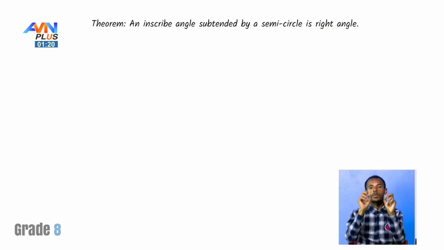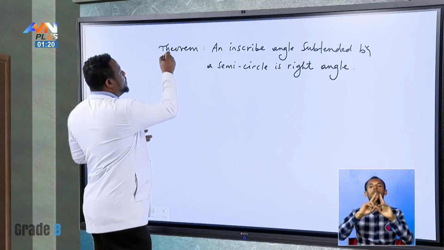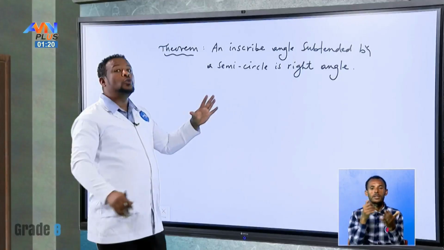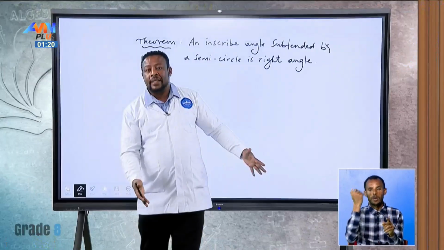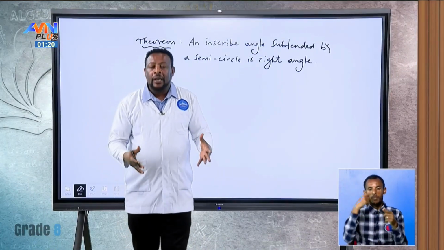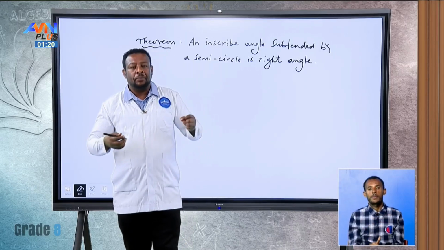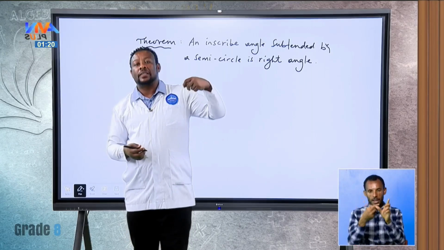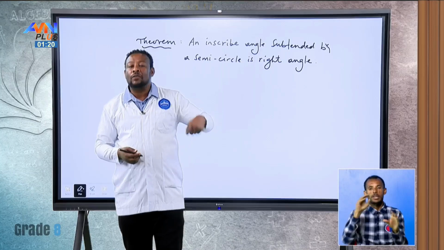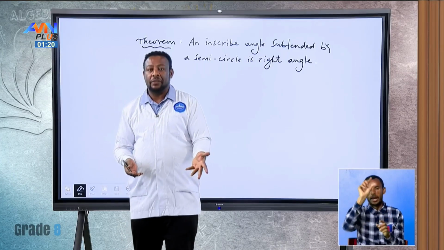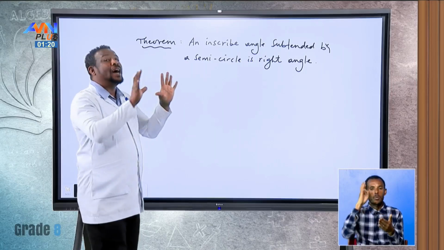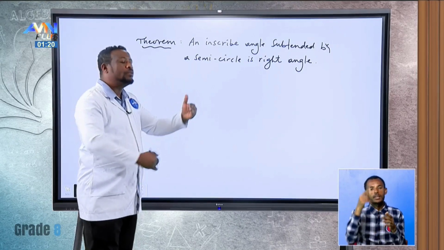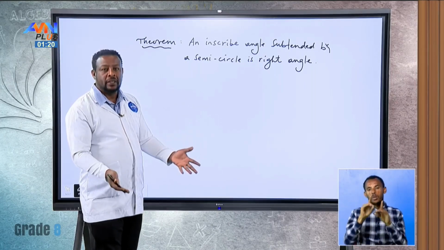Okay. It's very simple to prove this fact. In our former class, we have proved that the measure of the inscribed angle is half of the measure of the arc subtending it, right? So here we will apply that theorem directly. You will not have too much calculation to prove this, okay?